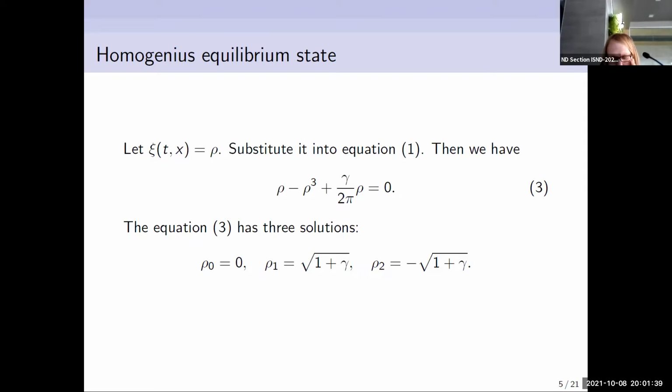Now let us prove this theorem. You start from fixed points. Yes. Let C of t, x be a constant rho, and substitute it into equation 1. So we have equation 3 that has three solutions, rho 0, rho 1, and rho 2. What happened to the integral? The integral is not there. Integral of a constant.